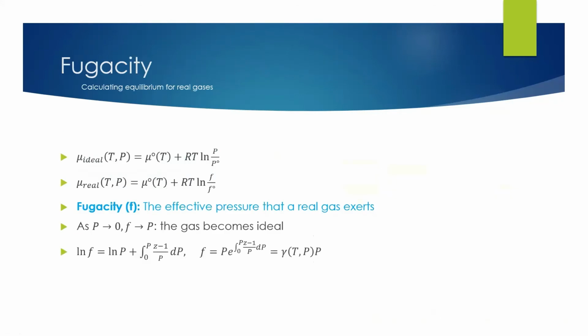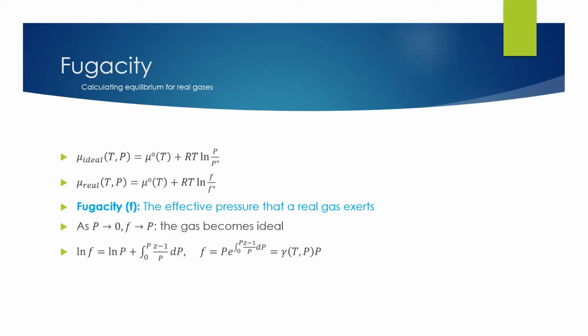Lastly, I want to briefly mention the term fugacity. The fugacity is simply the actual pressure that an ideal gas exerts. Under conditions where the attractive part of the potential dominates, the fugacity would be less than the pressure, just like our Z would be less than 1. Under conditions where the repulsive part dominates, the fugacity is greater than the pressure. The fugacity differs from the pressure by multiplying it by this constant gamma, where gamma is a function of temperature and pressure. I'm not going to go too much into the details here.